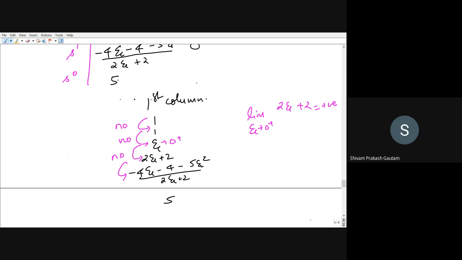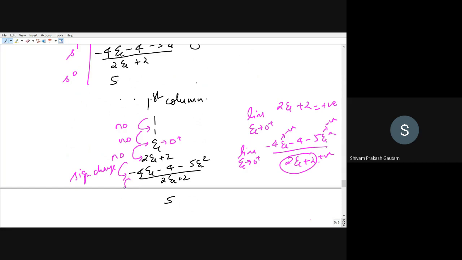When you move from here to here, again you have to find out the sign. So at 0 positive, minus 4 zeta minus 4 minus 5 zeta square whole divided by 2 zeta plus 2. When you put the limit zeta equal to 0 positive, this term will be negative, and the whole denominator term will give you positive. So negative divided by positive will be negative. So here there will be a sign change.